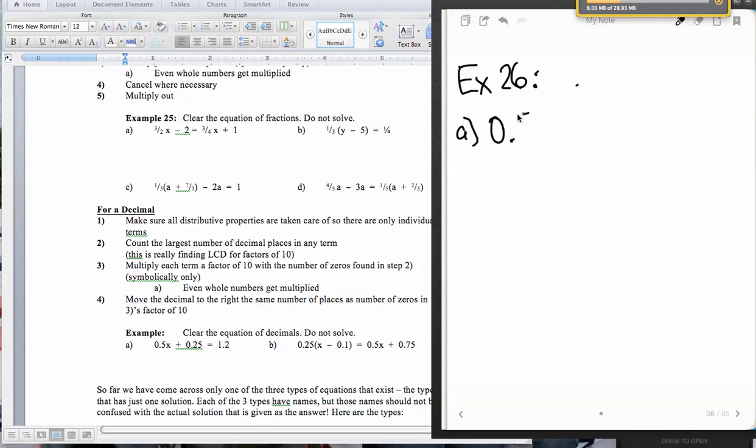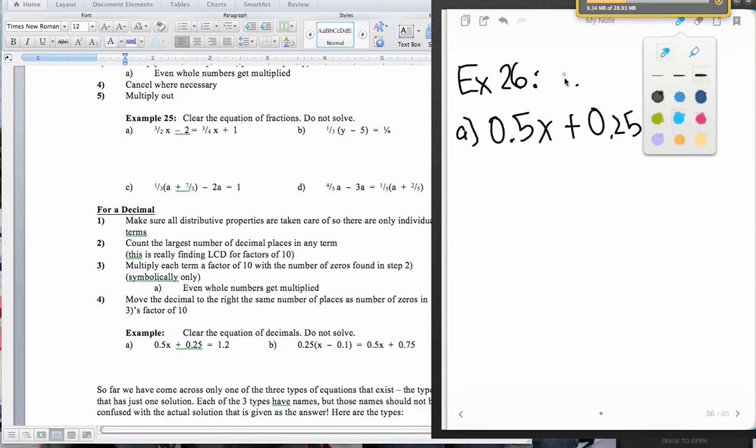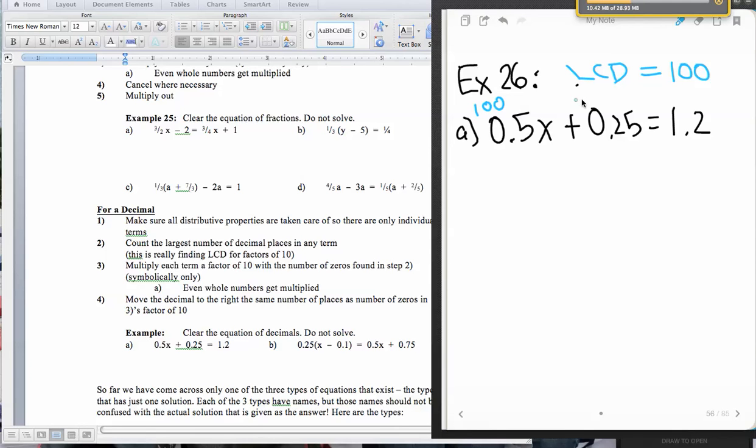So let's look at 0.5x plus 0.25 is equal to 1.2. So I see there's one decimal place here, there's two decimal places here, and there's one here. So the largest number of decimal places is 2. So I'm going to multiply by the LCD that has a factor of 10 with 2 zeros. So that's 100. So I'm going to multiply this term by 100, this term by 100, and finally this term by 100.